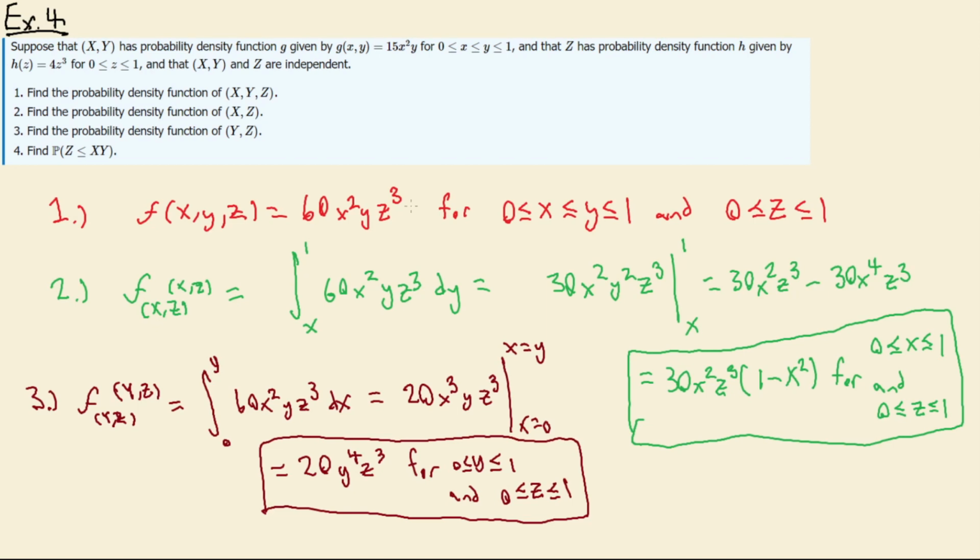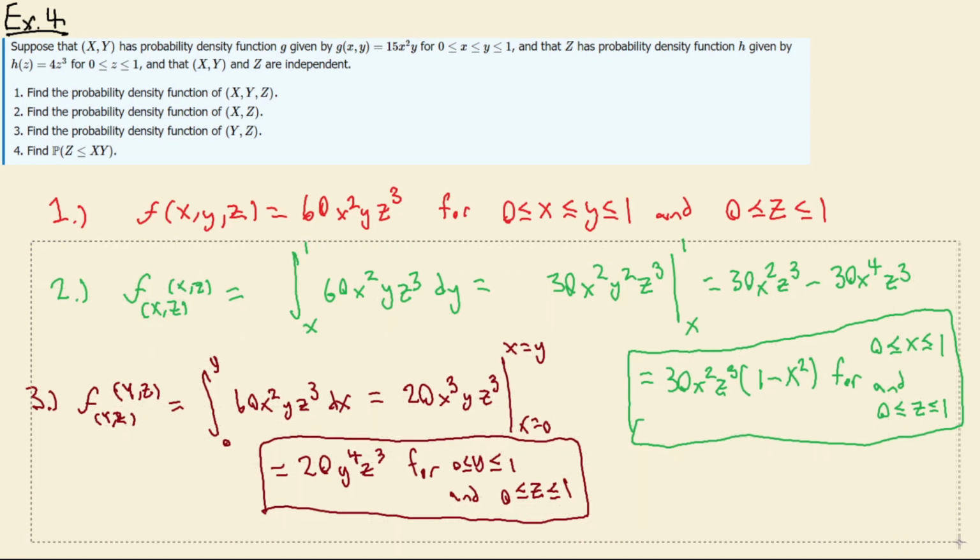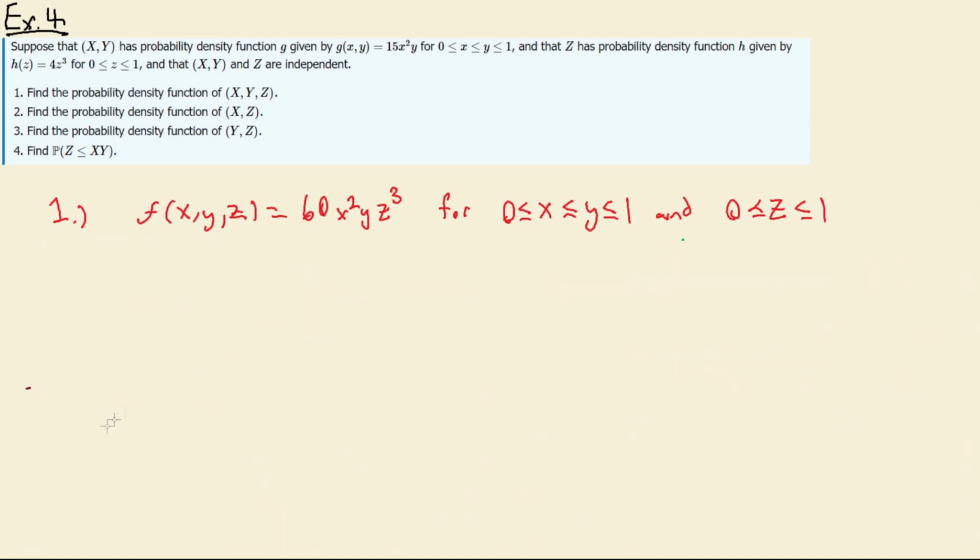All right, so our last problem here is probably going to take the most amount of thought. I'm going to go ahead and clear everything that's not our joint probability density function. So I'm going to make some space here. And I'll do this in purple. So we have our fourth question here: what is the probability of z being less than or equal to xy? This might seem a little complicated at first. I encourage you to pause the video and try this out on your own.